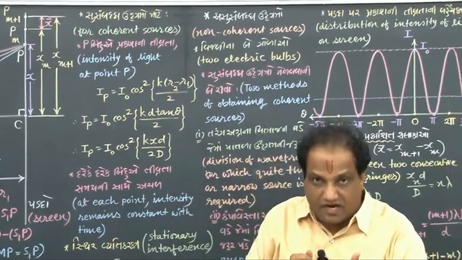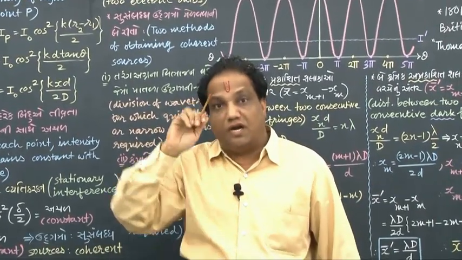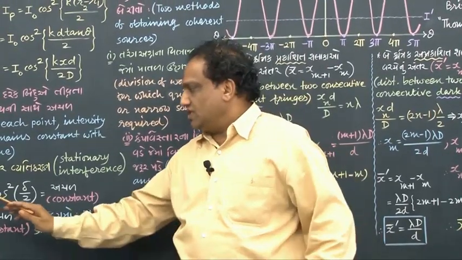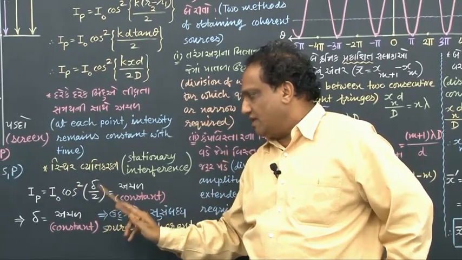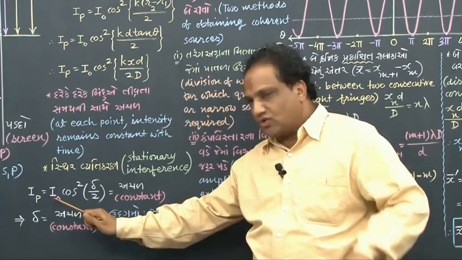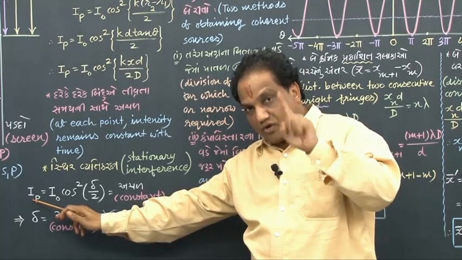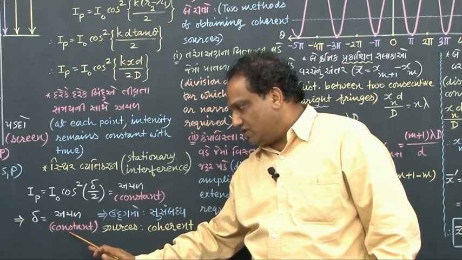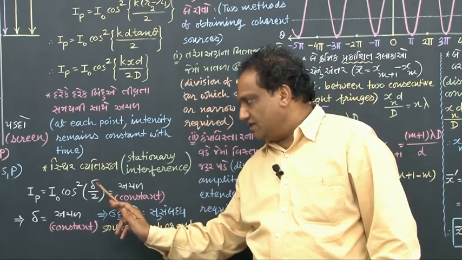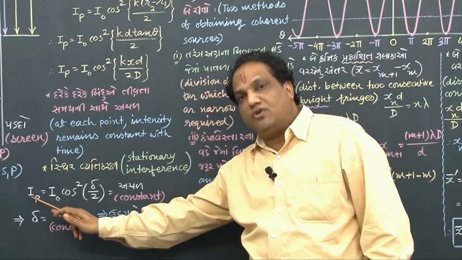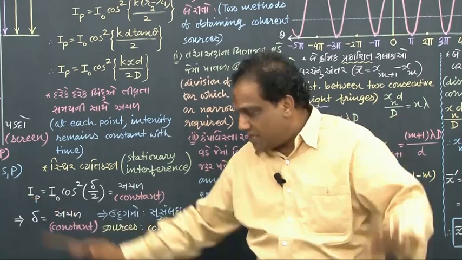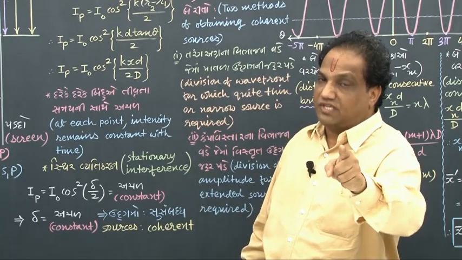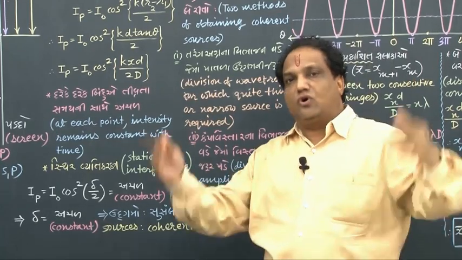Now we are interested in finding out what is the most important condition for obtaining stationary interference. Very simple. You know this equation, IP equals I0 cos square delta by 2. Now tell me, I0 is constant and you want IP to remain constant, then it is implied that delta must be constant. Then if delta is constant, this right hand side will be constant, then this IP also will remain constant. It will not change with time. But you know, two sources having a constant phase difference between them at all times are called coherent sources.